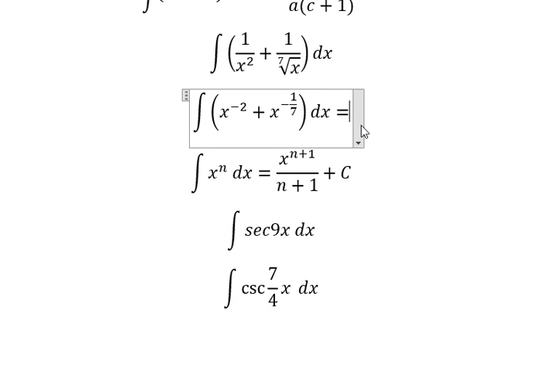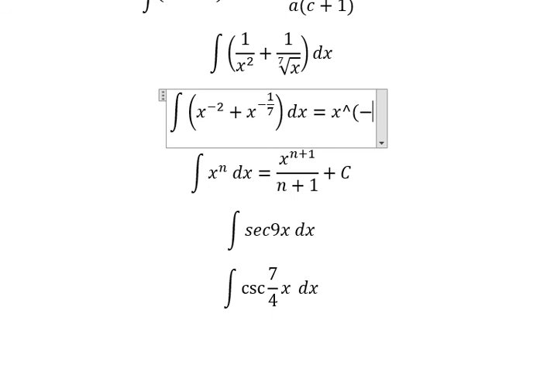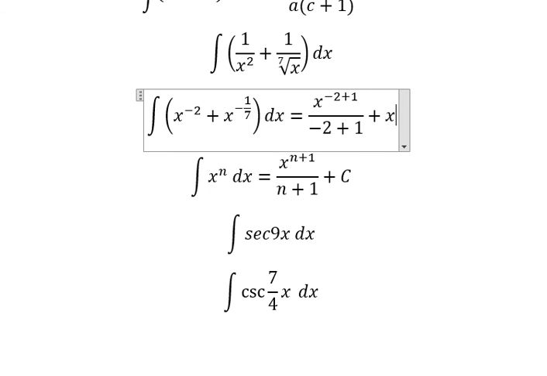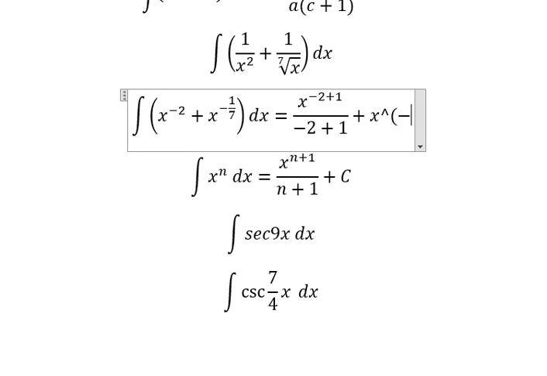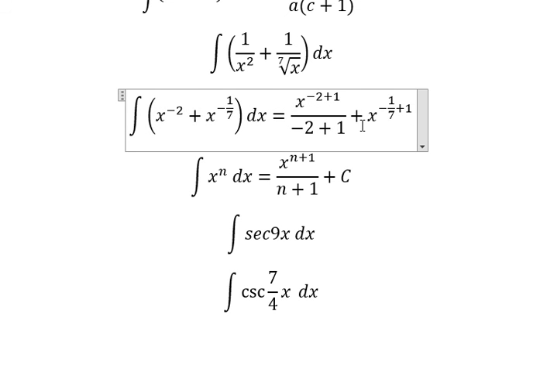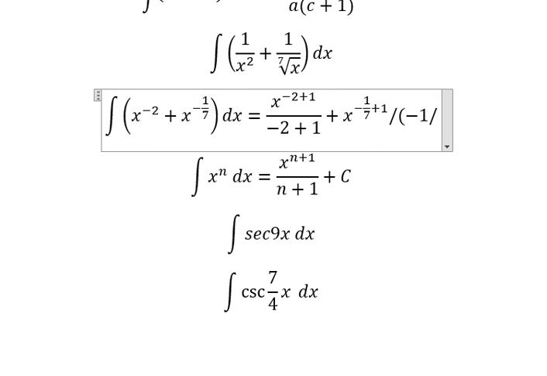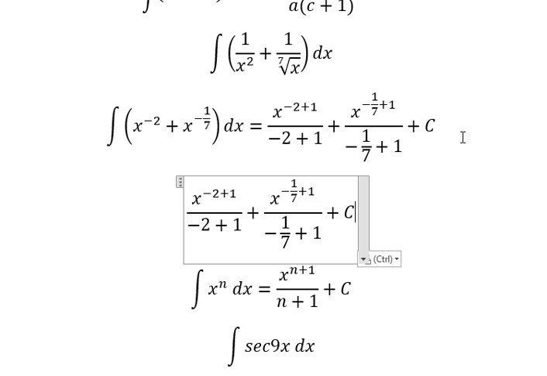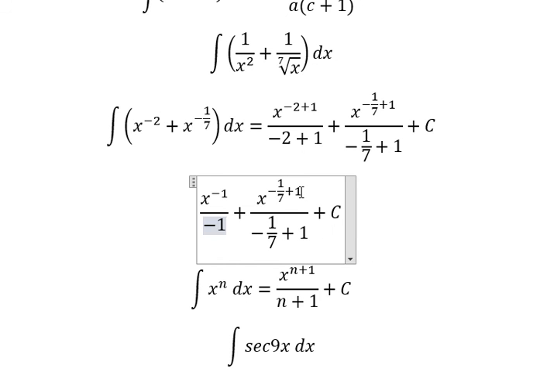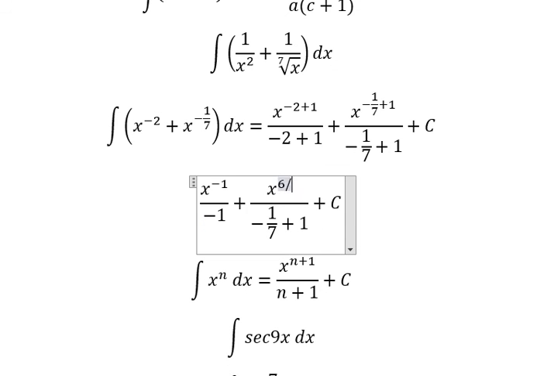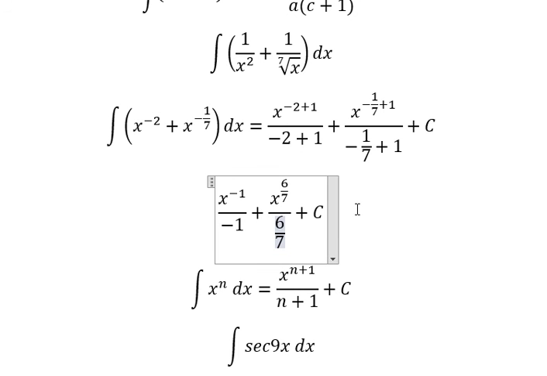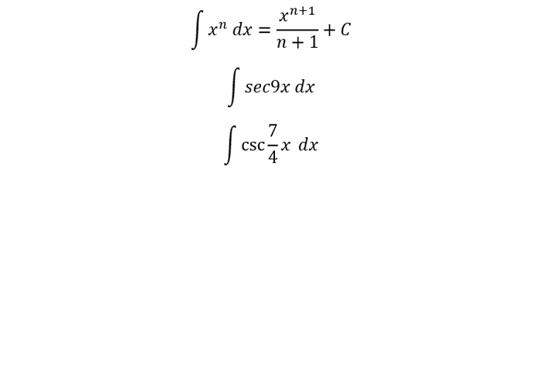So this one we have s to the power of negative 2 plus 1 over negative 2 plus 1, and we have s to the power of negative 1 over 7 plus 1 over negative 1 over 7 plus 1, and we put c. So this one we have negative 1. This one we have 6 over 7. Now let's go to the next one.